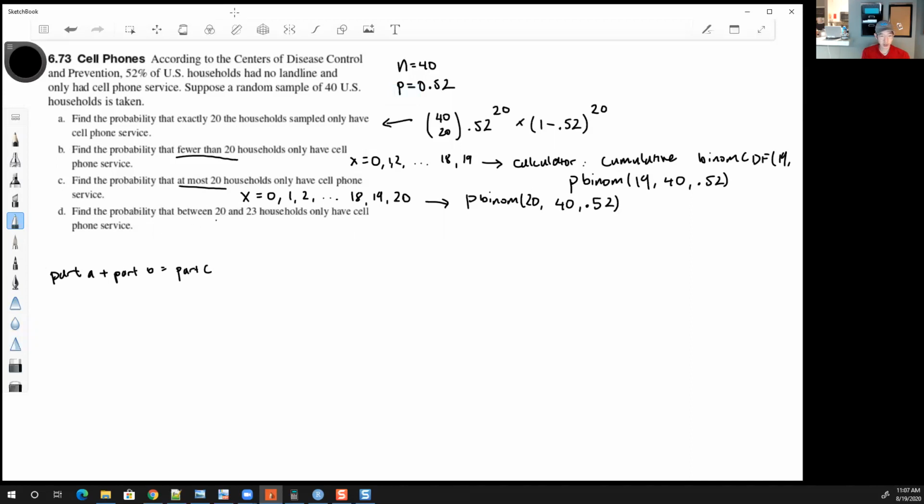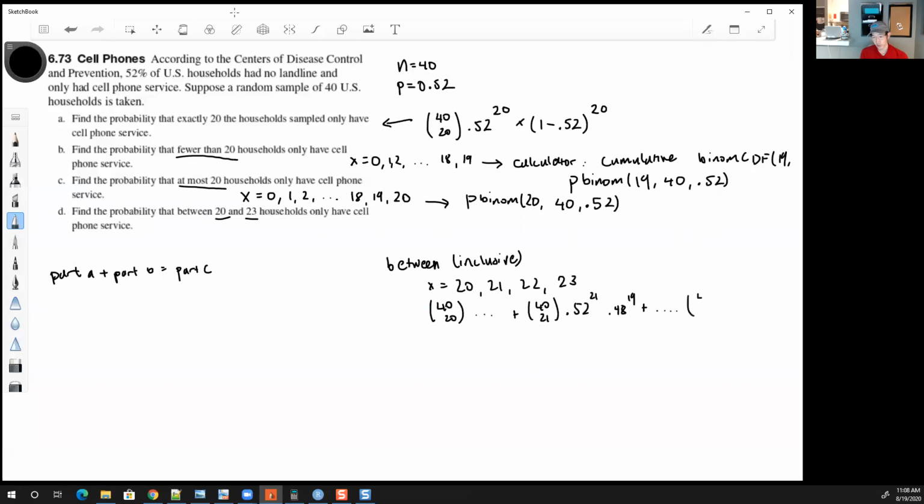Okay, find the probability between 20 and 23 households. This is a little bit ambiguously written. Between 20 and 23, I don't know if 20 and 23 are included or exclusive. Okay, so if it's between inclusive, then that means x is equal to 20, 21, 22, or 23, and you would have 40 choose 20, etc., plus 40 choose 21, 0.52 to the 21, 0.48 to the 19, plus so on and so forth. 40 choose 22, et cetera, plus 40 choose 23, et cetera, okay? And then between exclusive means x is equal to 21 or 22 only.